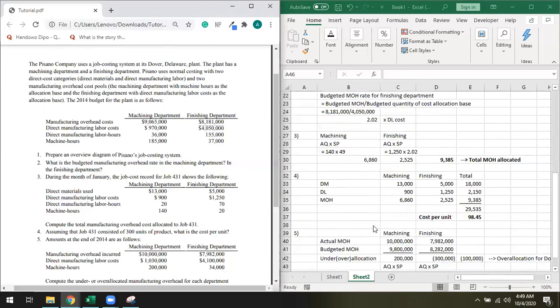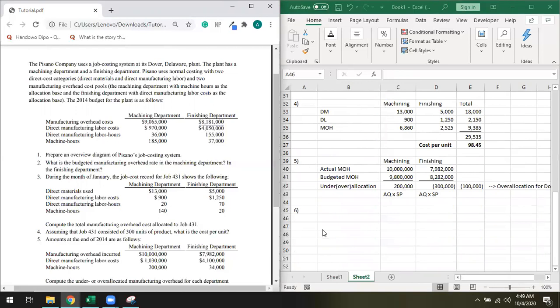Okay, so that's the answer for number 6. It's because Pisano company wants to provide a more accurate estimation for manufacturing overhead costs. So it divided the department and give each department its own cost allocation based on its production process. Machining department use machine hours and finishing department use direct manufacturing labor costs. Okay, so that's it for number 6, and that's all from the exercise.